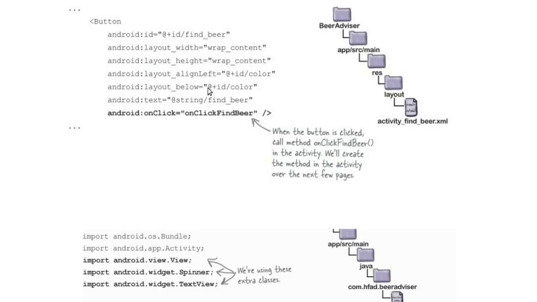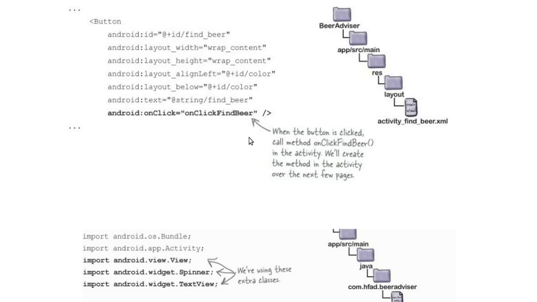Now as I have told you, the button has a property onClick. It means whenever we click on a button, some action or event is triggered. And what is that action? In this case the action is onClickFindBeer. That action is basically the name of a method.